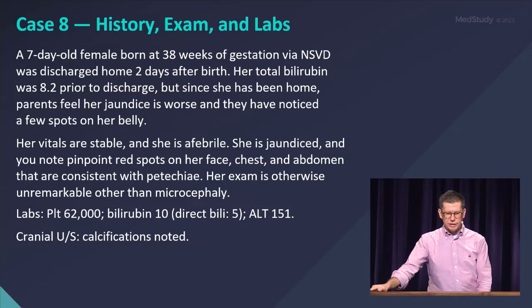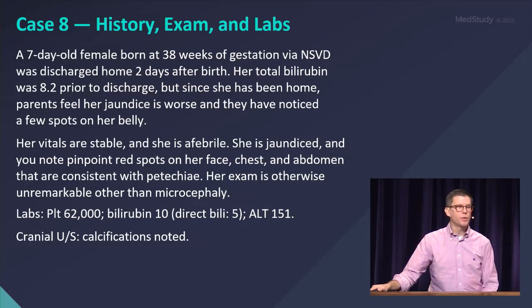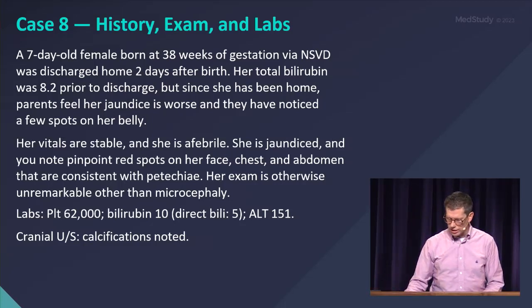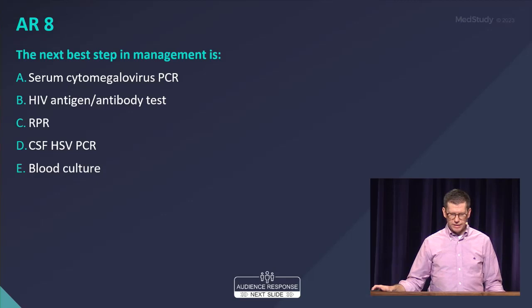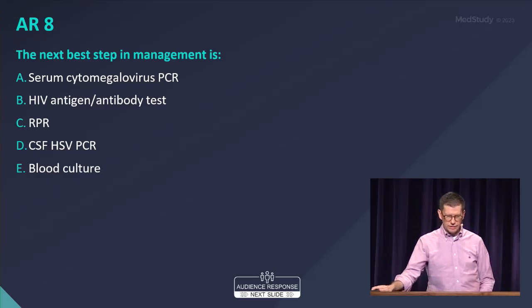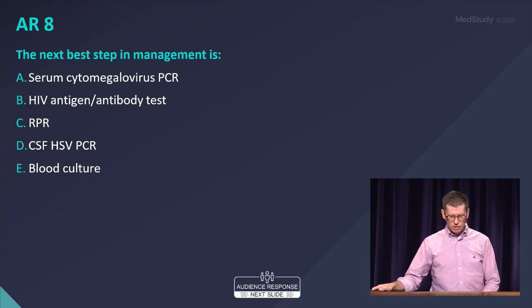She has a platelet count of 62,000, a bilirubin of 10 with a direct bili of 5, an ALT of 151. And her cranial ultrasound shows calcifications. The next best step in management is A, a serum cytomegalovirus PCR, B, an HIV antigen antibody test, C, an RPR, D, CSF HSV PCR, or E, a blood culture.